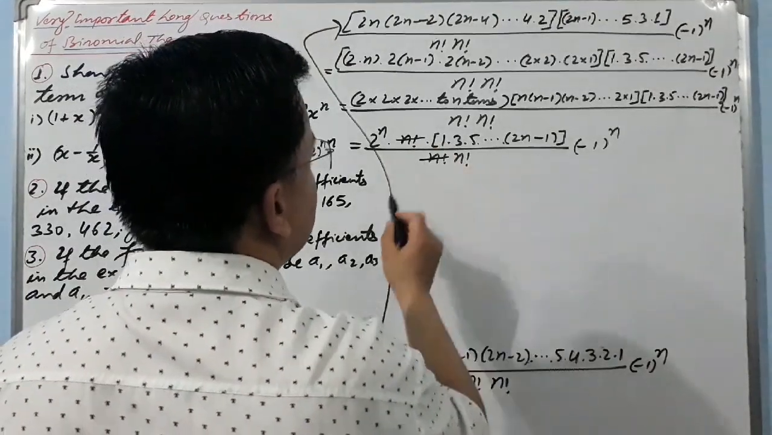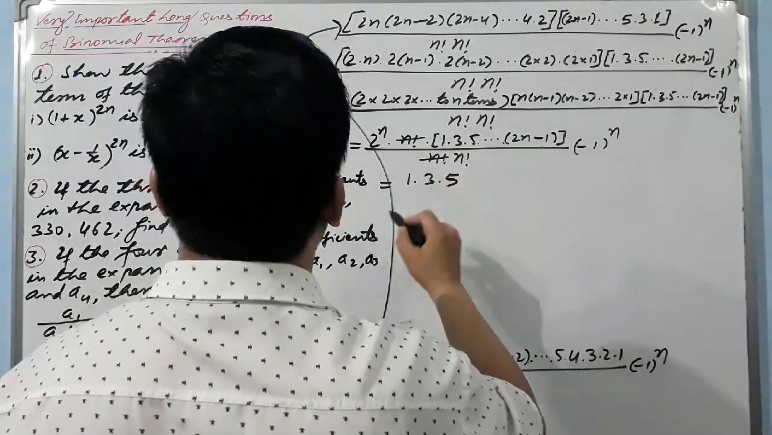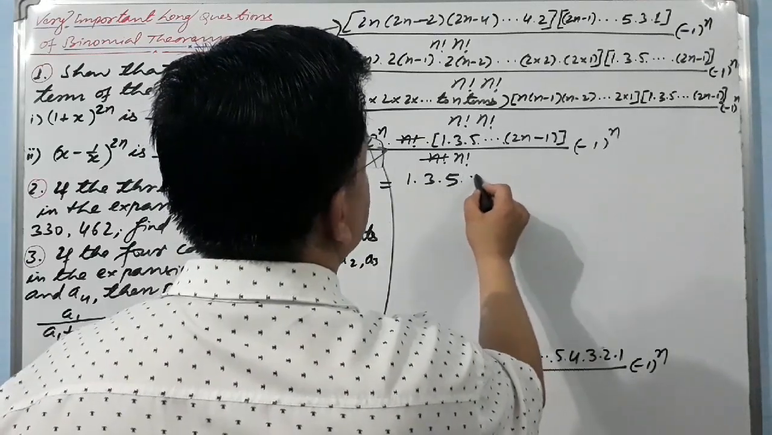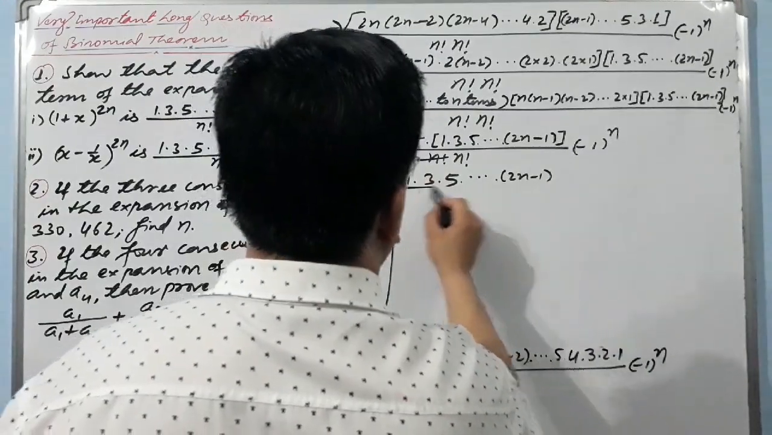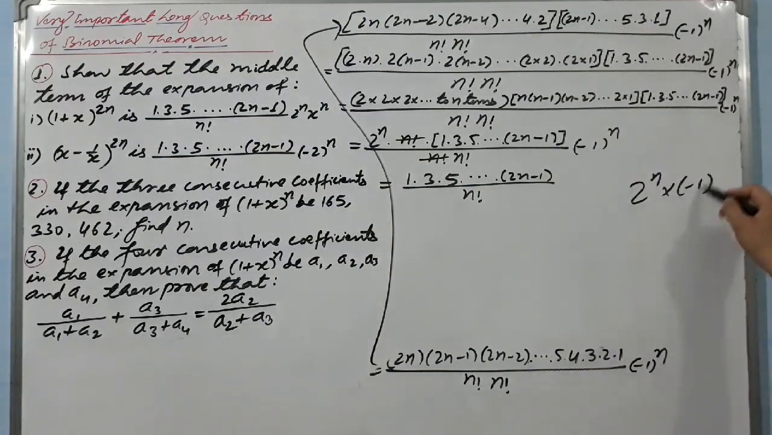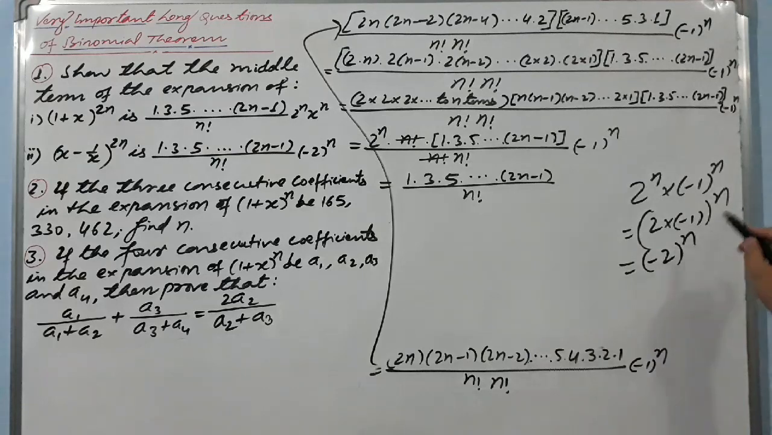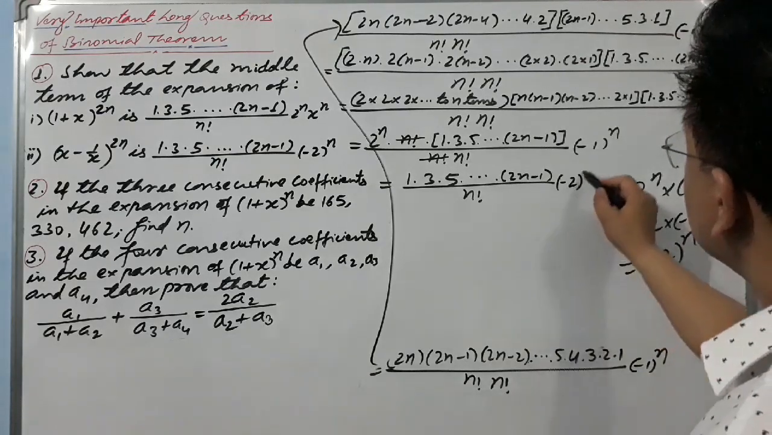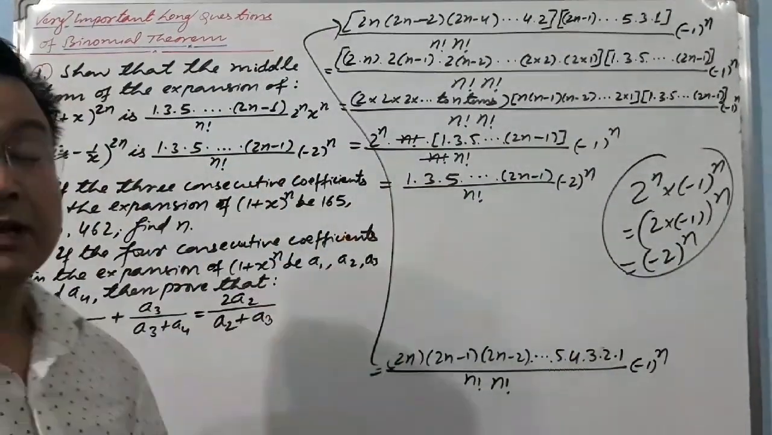Now they can be cancelled because they are equal. And now we can write down finally 1 into 3 into 5 into dot dot into 2n minus 1, upon n factorial. So listen to me here, 2n into minus 1 raised to power n, because they both have the same power. By using the law of indices we can write it this way, and this becomes minus 2 raised to power n, by using the law of indices. So we have proved this, the line to be proved.